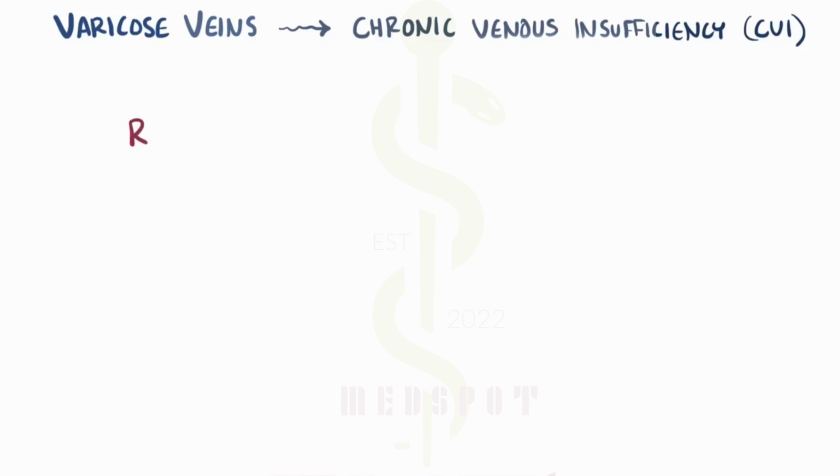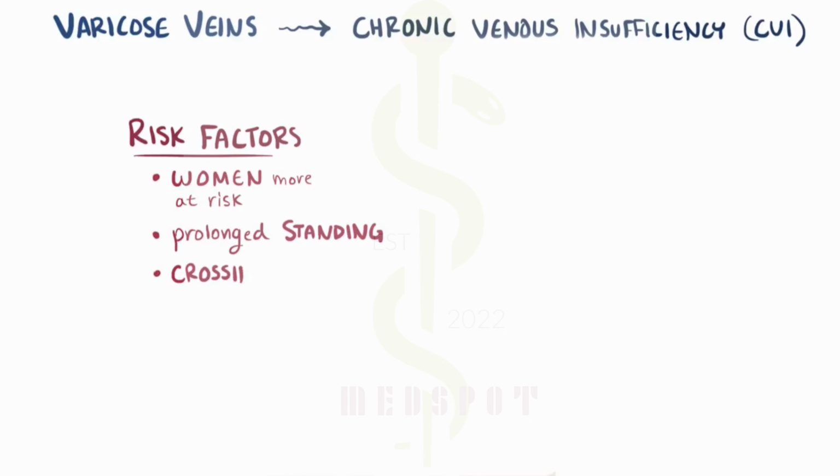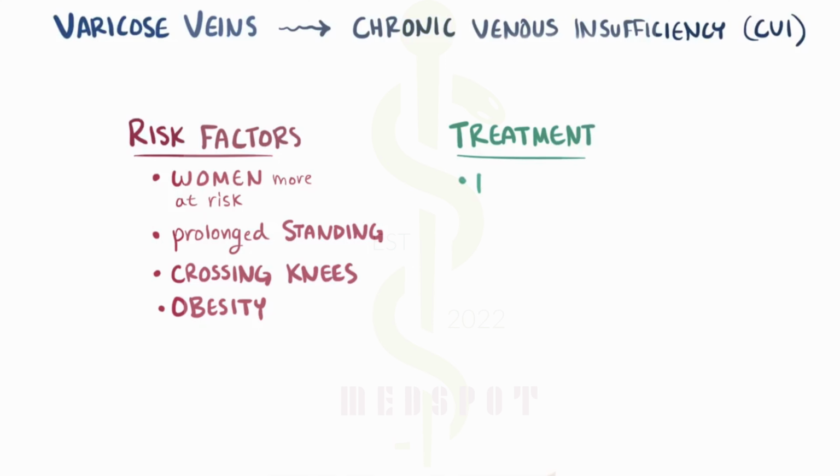Although there are probably a lot of factors that play into the development of varicose veins in the legs and resulting CVI, women tend to be more at risk than men. People that stand or cross their knees for long periods of time are also at risk, as well as those who are obese.